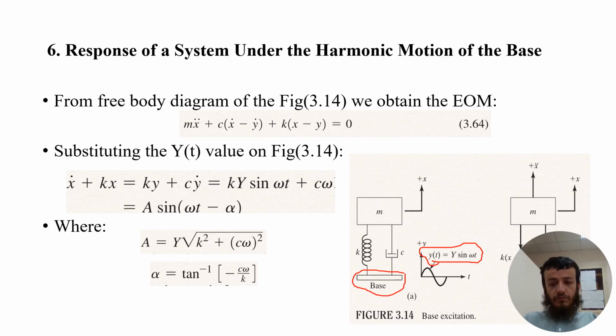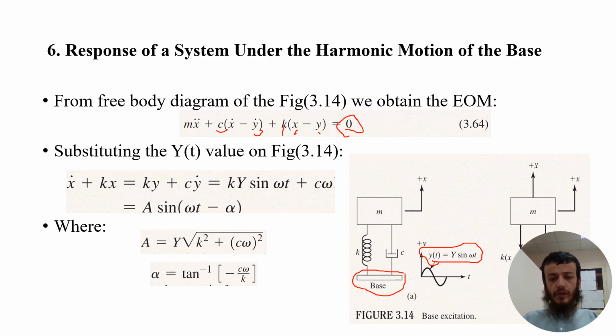The mass is the coefficient of the acceleration, and the damper constant is the coefficient of the velocity of the spring subtracted by the velocity of the base, and k, the spring constant, multiplies the displacement of the spring minus the displacement of the base, equal to 0. When we don't have a force, it will be equal to 0, but if we have a force, it will not be 0.